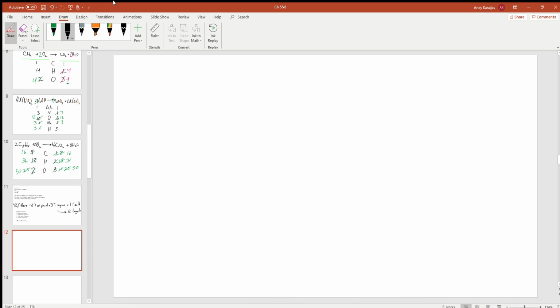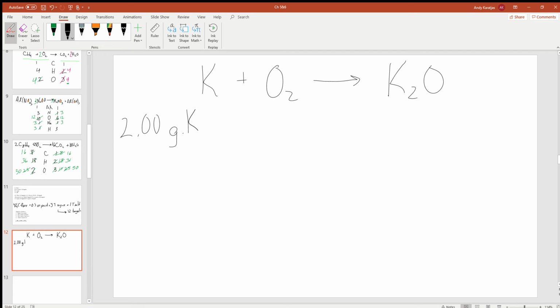So let's look at the following equation. Potassium plus oxygen reacts to form potassium oxide. And I want to know if we have 2 grams of potassium, how much potassium oxide can we form?